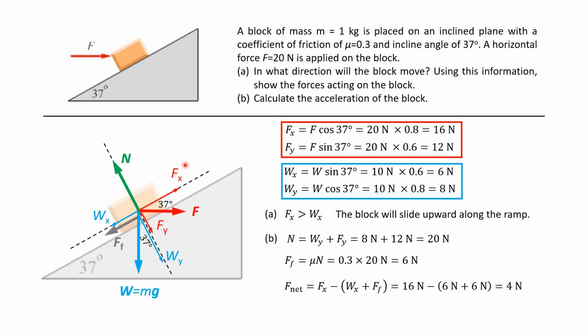Now we're going to use Newton's second law to find the acceleration. The net force has to be equal to the mass of the block times its acceleration, so acceleration equals net force divided by mass. The net force is 4 newtons, the mass of the block is 1 kg, and the acceleration of the block comes out to be 4 meters per second squared.